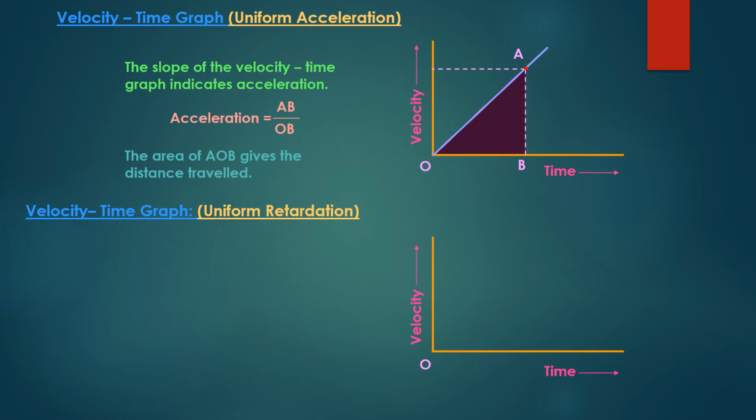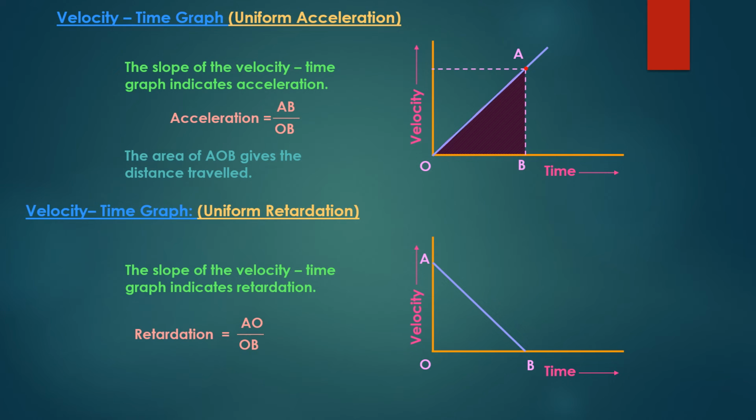Now let us take another graph showing uniform retardation or deceleration from point A to B during time O and B. The slope of the velocity time graph here indicates retardation or deceleration. The vehicle or the object is coming to rest. Retardation is represented by AO by OB. The area under the graph again gives the distance traveled.